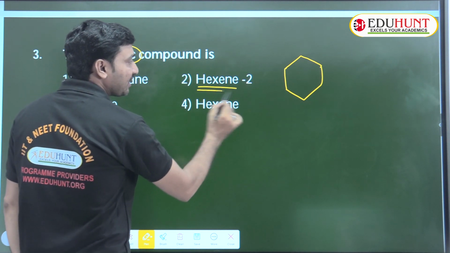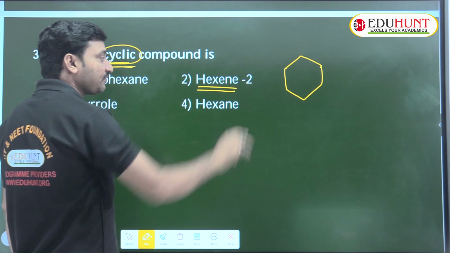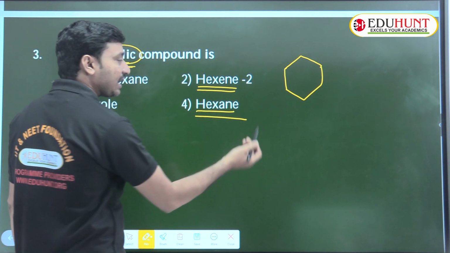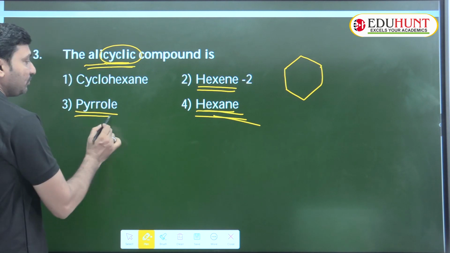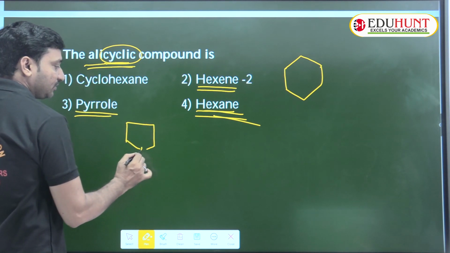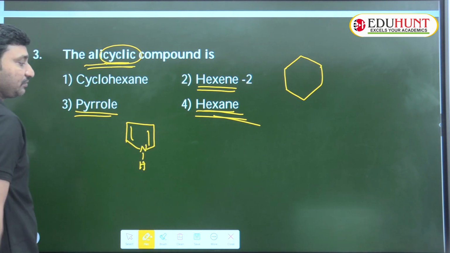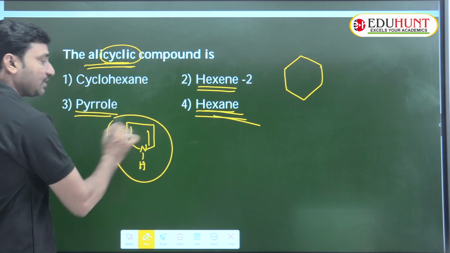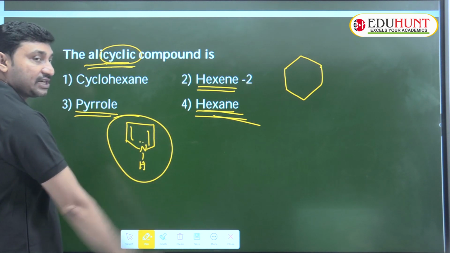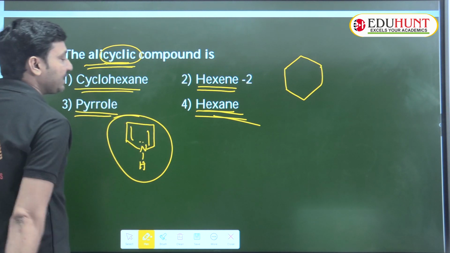If you go with option 2, hexene, it's an aliphatic compound, right? The first carbon and last carbon are not connected. It's like a chain. Hexane is also an aliphatic compound. Pyrrole: what is the structure of pyrrole? It's an aromatic compound, not an aliphatic compound.